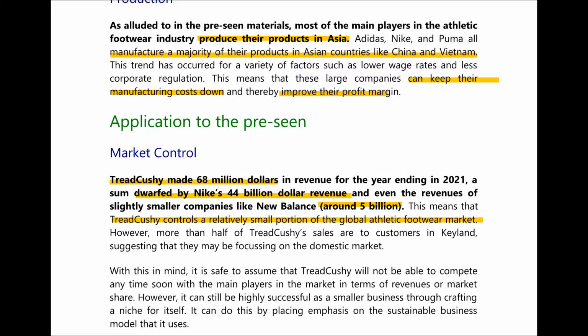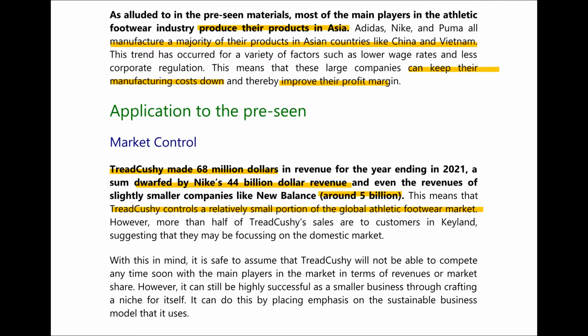However, we can look at the data around TreadCushy sales and see the majority of their sales are going to customers in Keyland. So this suggests that they may be focusing on the domestic market as opposed to expanding internationally as of right now. So based on this, we can assume that TreadCushy are not going to be able to compete anytime soon with the biggest players in the market. They don't have the market share in order to do so.